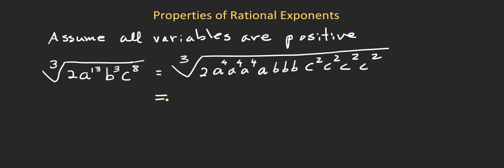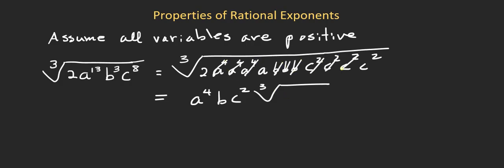So we need 3 of the same kind. a to the 4th comes out, b comes out, c squared comes out. And what stays inside? So this came out. Let's cross that out. You've got 2a and c squared. So that will be our final answer. Again, we don't have to worry about absolute value because all variables are positive.